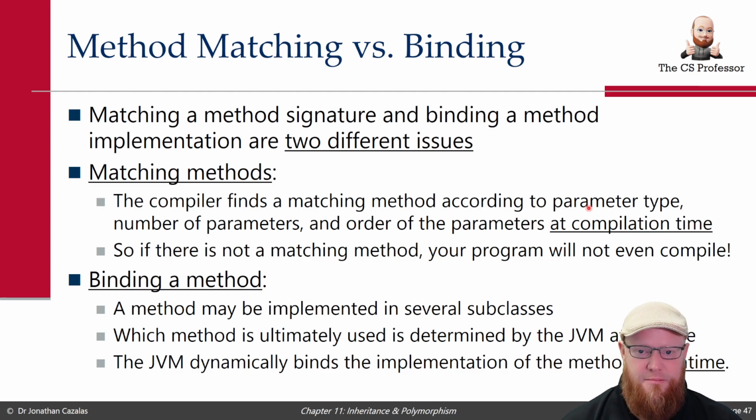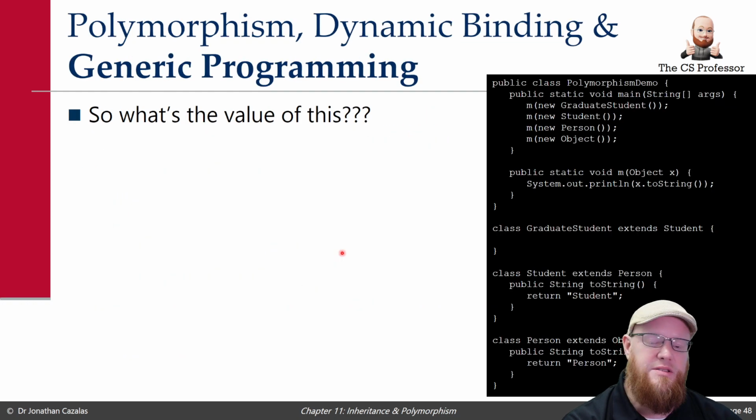Whereas binding a method, what we just described with dynamic binding, happens at runtime because a method may in fact be implemented in many different subclasses. That toString method was implemented in the object class, it was implemented in the person class, it was implemented in the student class, and even the graduate student inherited that toString method from the student class. So we have many implementations of that toString method. The question is, which one do we use? That is ultimately determined by the Java virtual machine at runtime, and that is called dynamic binding.